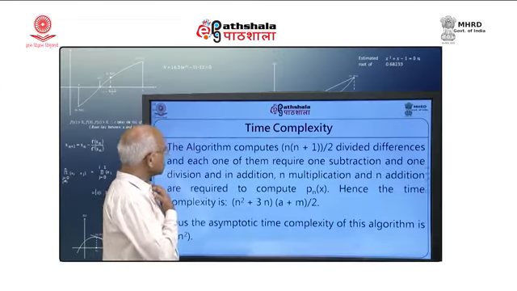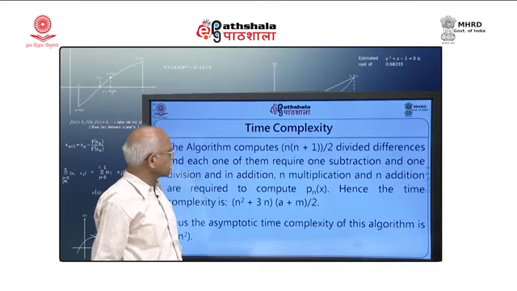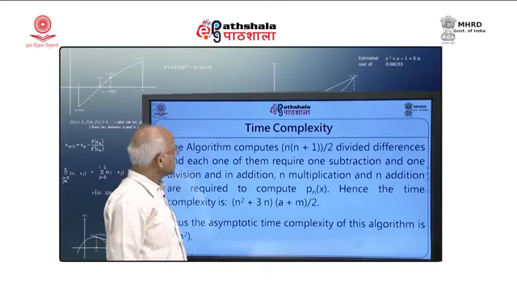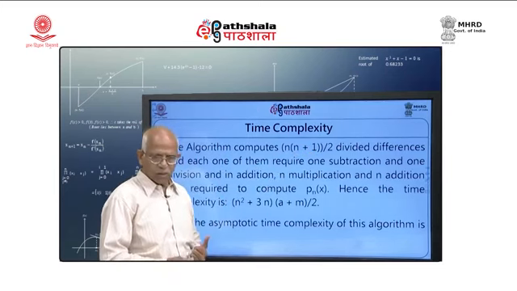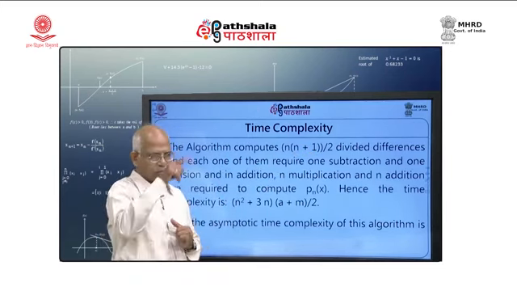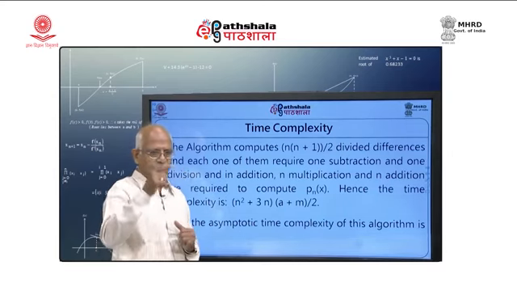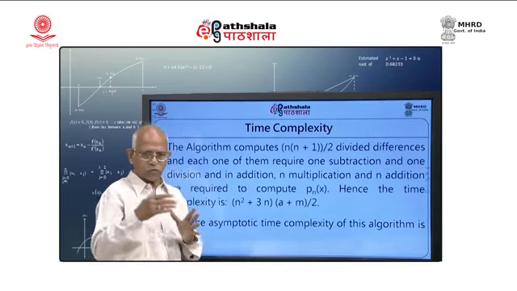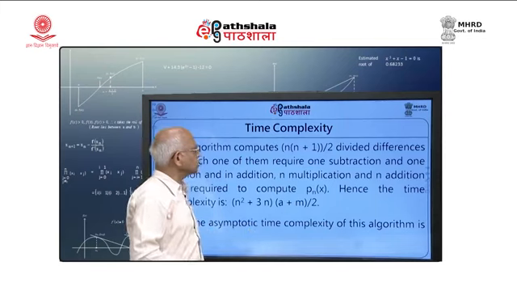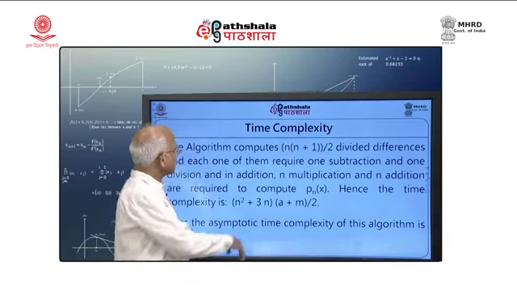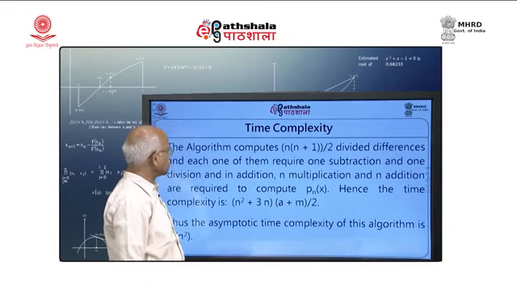If you look at this particular algorithm, you can see that when you are trying to evaluate the divided differences, there are n into n plus 1 by 2 divided differences. Why? Because for the first divided differences there will be n, then n minus 1 second divided differences, and so on. So, n plus n minus 1 plus up to 1, and that sum will be nothing but n into n plus 1 by 2, and therefore the total divided differences computed will be n into n plus 1 by 2.